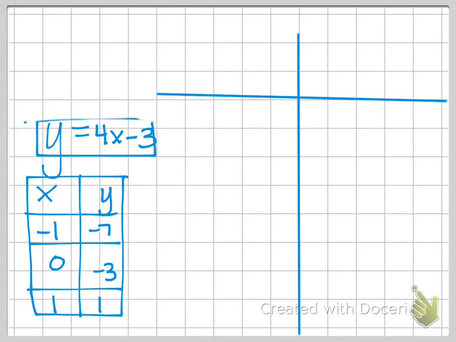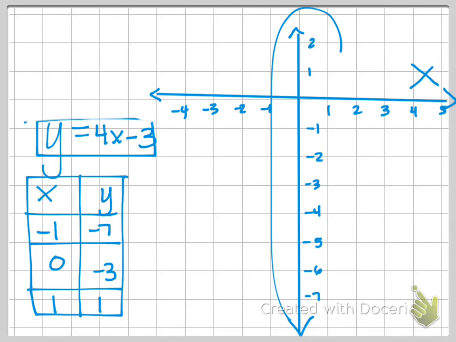Okay. All right, so I've got -1, -2, -3, -4, -5, -6, -7. And then 1, 2, 3, 4, 5, 1, 2, -1, -2, -3, -4. Okay, who can tell me what axis this is? X. And what's the one that goes straight up and down? Y. Very good.